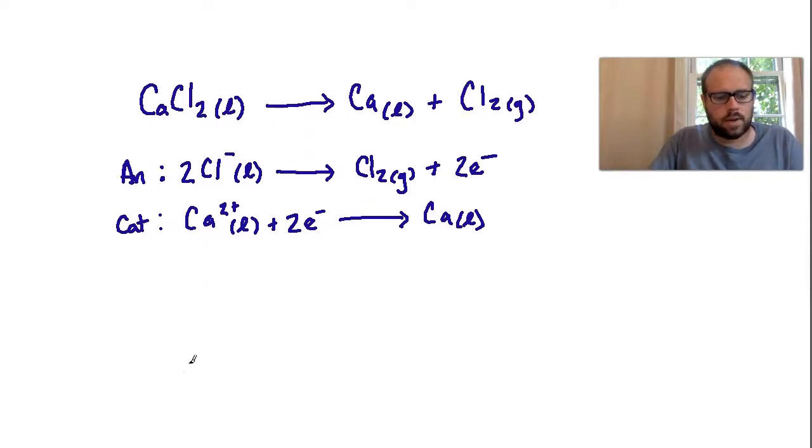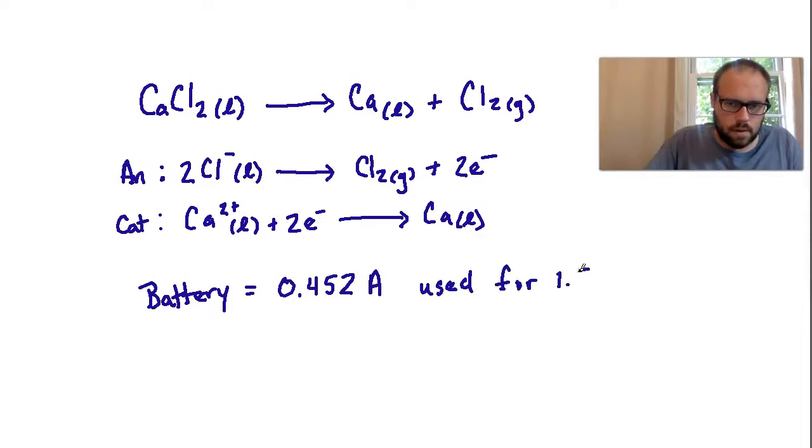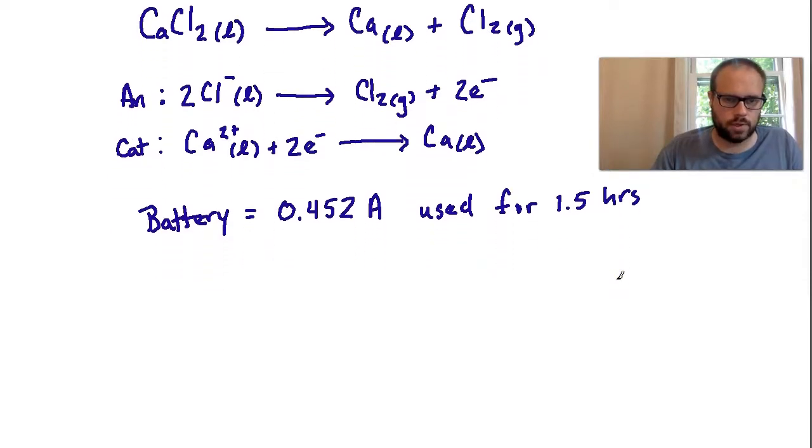All right, so now we know the anode and the cathode. And here's how we're going to set this up. You're going to have to find the coulombs first. So in this reaction, we're going to provide ourselves with a battery, and the battery is going to have a rating of 0.452 amps, and we're going to use it for, let's say, an hour and a half, 1.5 hours. So there are going to be a couple conversions we have to do here.